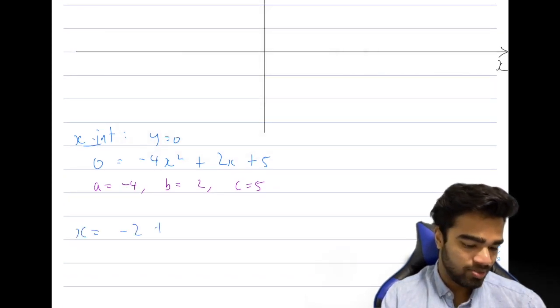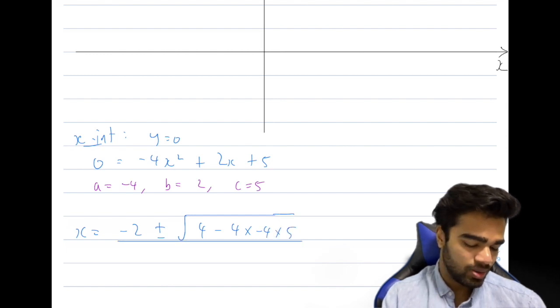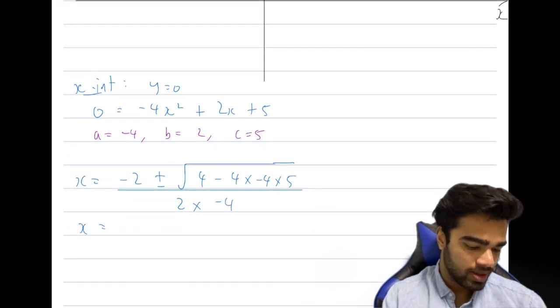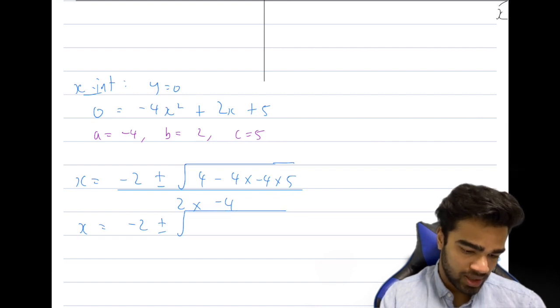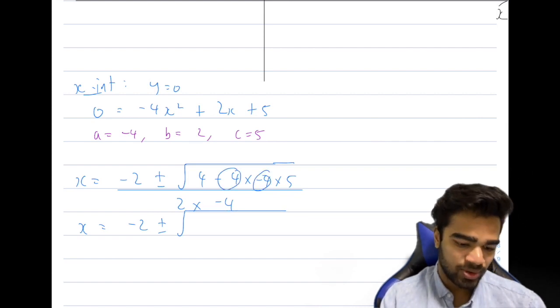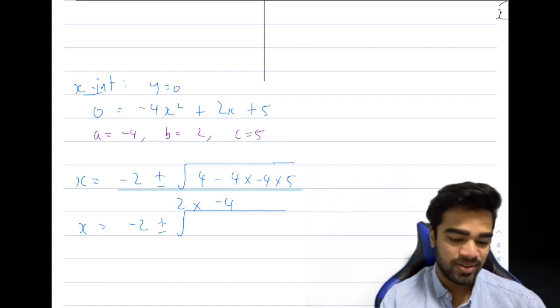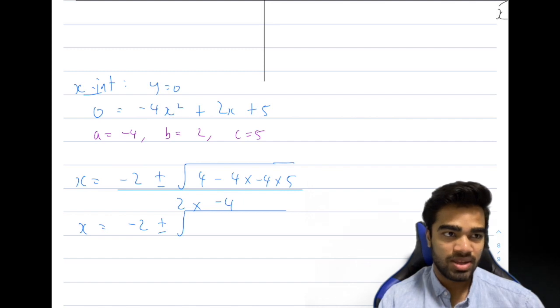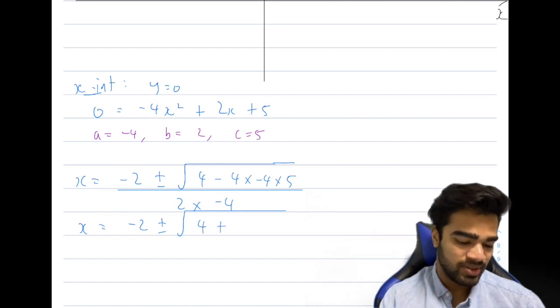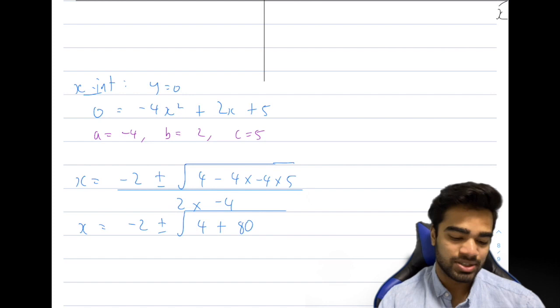X equals negative b, negative 2, plus minus, I'll do this one quickly. B squared is 4, minus 4 times a, which is negative 4, times c, which is 5, all that over 2 times a, so 2 times negative 4. So x equals negative 2 plus minus square root. Okay, this one's a little tricky. Negative 4 times negative 4 is positive 16. Positive 16 times 5 is positive 80. Yes, positive 80. So 4 plus 80 is what we have there.